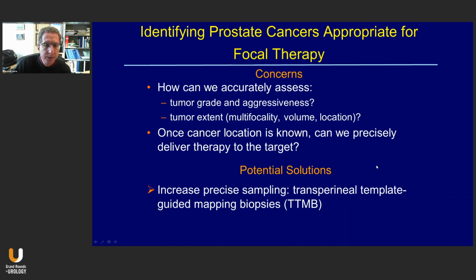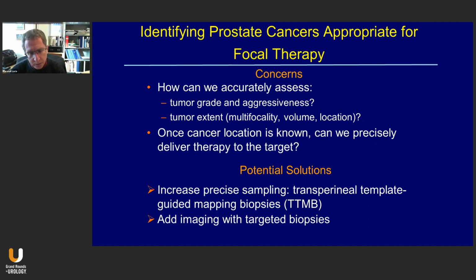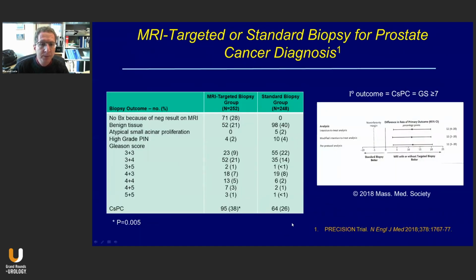And the other possible solution to identifying candidates would be to add imaging with targeted biopsies here. And here we're talking about multiparametric MRI. Perhaps the best way to begin this is to look at the PRECISION trial. This was a multi-institutional prospective clinical trial published in the New England Journal of Medicine, where they randomized men into either an MRI targeted biopsy group or a standard TRUS biopsy group here.